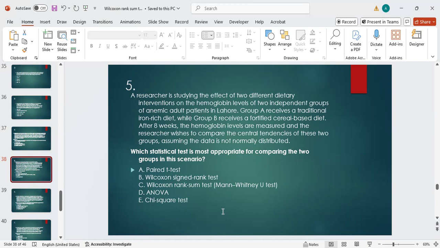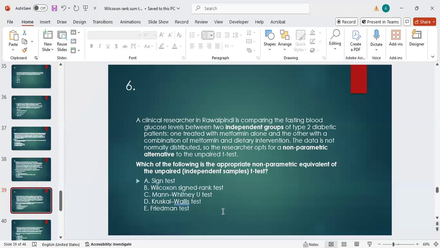Option A, paired t-test. Option B, Wilcoxon signed rank test. Option C, Wilcoxon rank sum test or Mann Whitney U test. Option D, ANOVA test, and option E, chi-square test. C, Wilcoxon rank sum test.